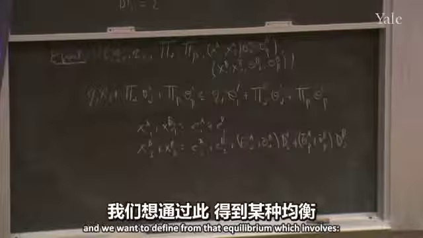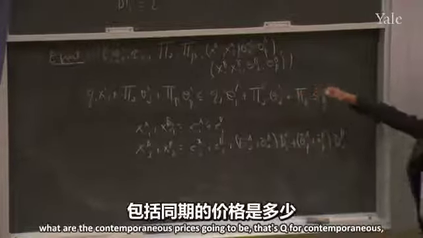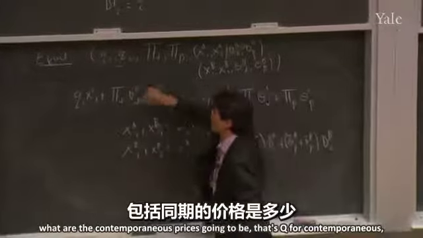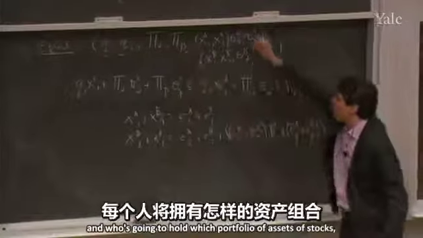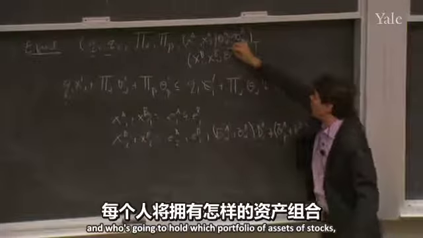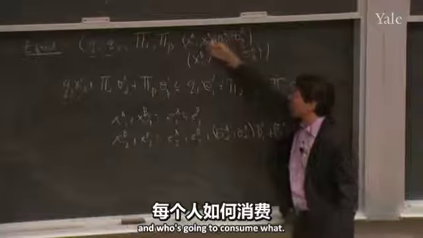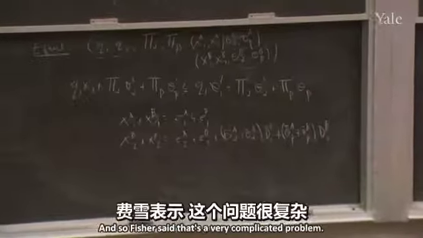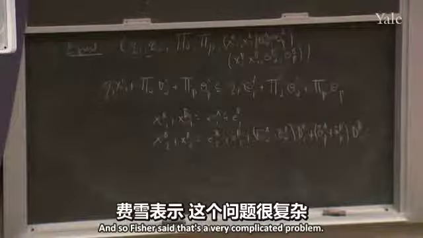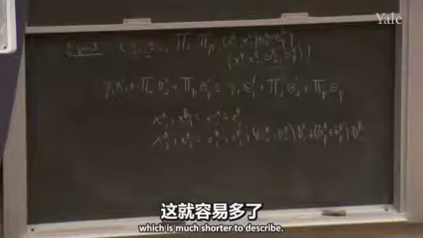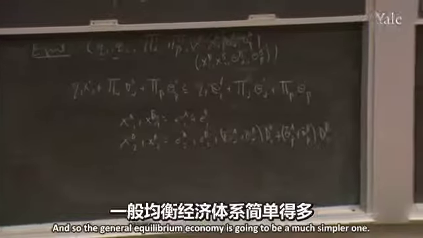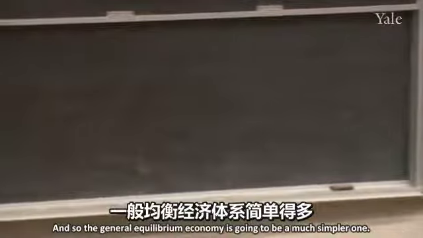And we want to define from that the equilibrium, which involves what are the contemporaneous prices going to be? That's Q for contemporaneous. What are the prices of the stocks going to be? And who's going to hold which portfolio of stocks, and who's going to consume what? And so Fisher said, that's a very complicated problem. You can simplify it by looking at a general equilibrium problem, which is much shorter to describe. And so the general equilibrium economy is going to be a much simpler one.